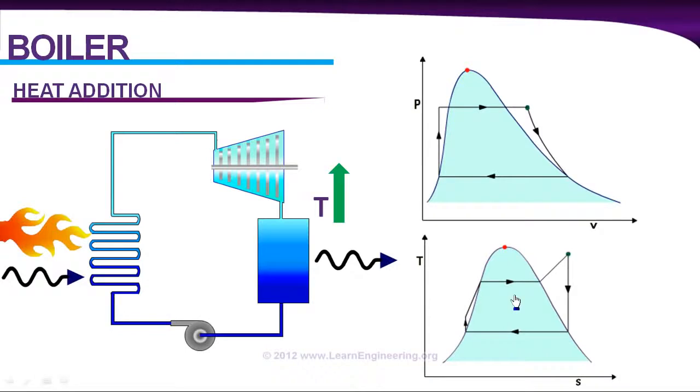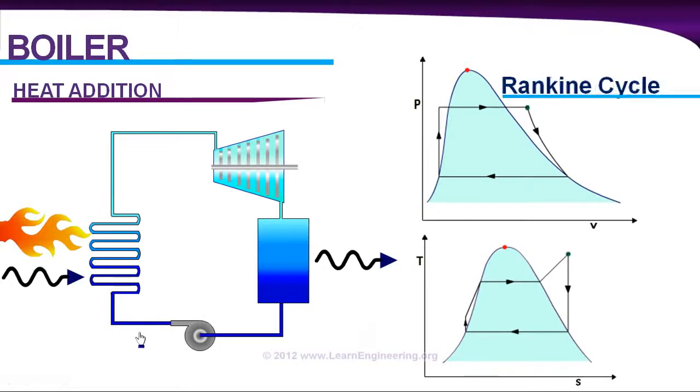Temperature rises from here to its original state. And during this process, pressure remains same because fluid is free to expand. Now the cycle is complete, and this cycle is known as Rankine cycle. And this is a basic Rankine cycle.